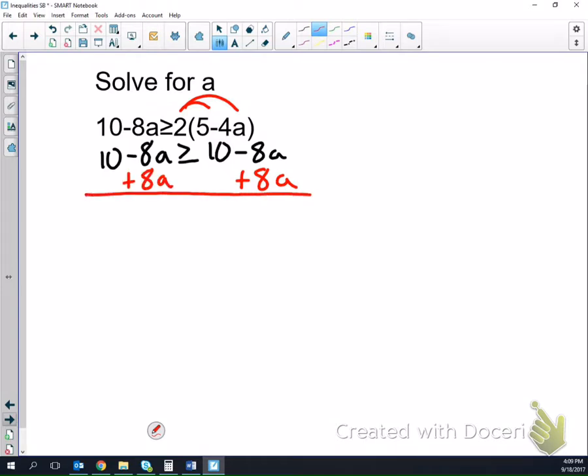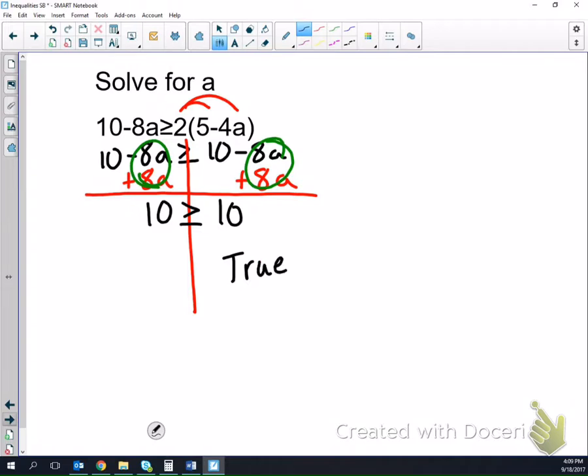So I'm going to do my step where I try to get the variable on one side. Now, as I do that, both of my a's eliminated. A negative a plus an 8a is 0. So I got that 0 on both sides. So I'm just left with 10 is greater than or equal to 10. All right. So this can happen sometimes. You're working through a problem, and as you try to get the variable on one side, it eliminates from both sides. In this situation, I want to be asking the question, true or false?